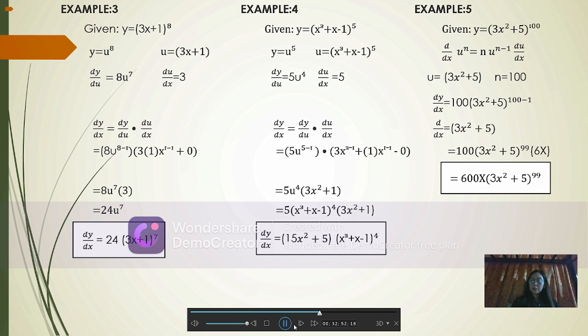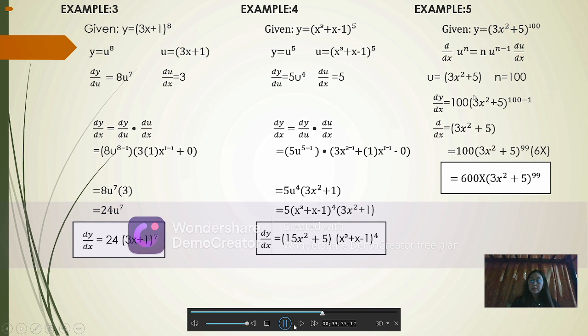So, d over dx u to the n power is equal to n u to the n power minus 1 du over dx. So, u is equal to 3x squared plus 5. Yan lang ulit. Yung u natin is yung naka-parenthesis. Yung n naman natin is yung exponent. Then dy over dx is equal to 100.